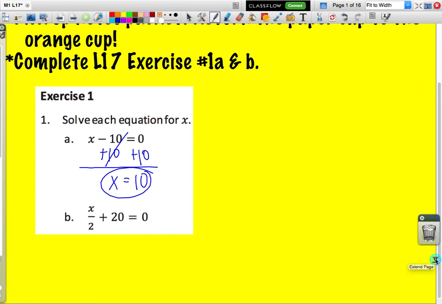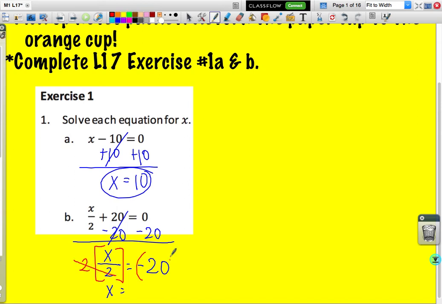Part B. Again, we're solving, so we're trying to isolate the x term. So we're first going to subtract 20 on both sides. And we're left with x over 2 equals negative 20. To get rid of a denominator we don't want, we're going to multiply. Since this is division, the opposite of division is multiplication. So we're going to multiply this by 2, which will cancel that out, and this by 2. So we're left with x equals negative 40.